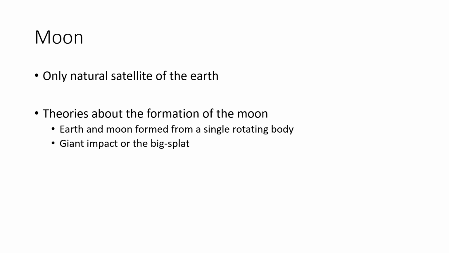A body about 1 to 3 times the size of Mars, so a huge body, collided with Earth sometime shortly after the Earth was formed, and it blasted a large part of Earth into space. And a portion of this blasted material then continued to orbit the Earth and eventually formed into the moon about 4.44 billion years ago.